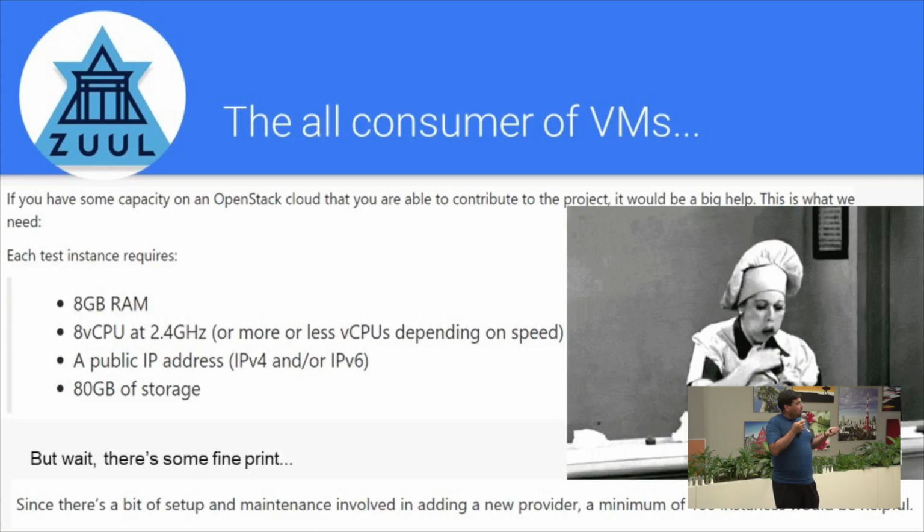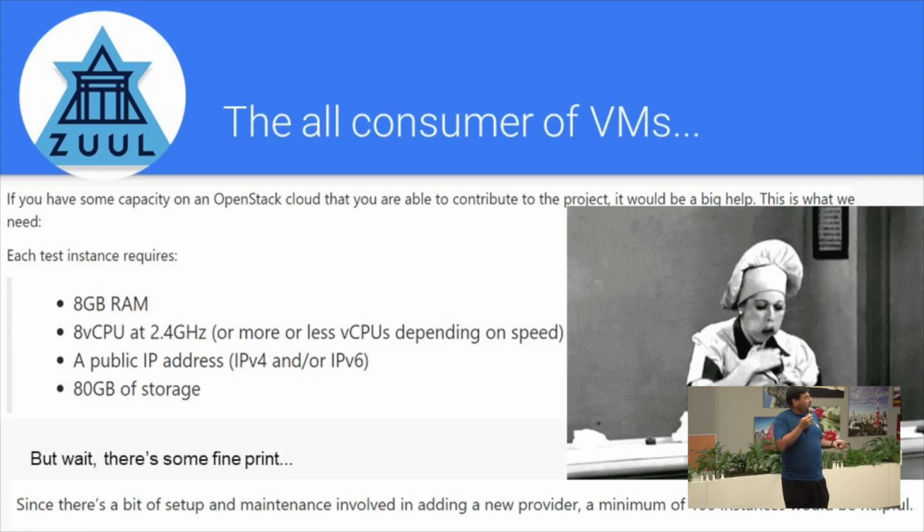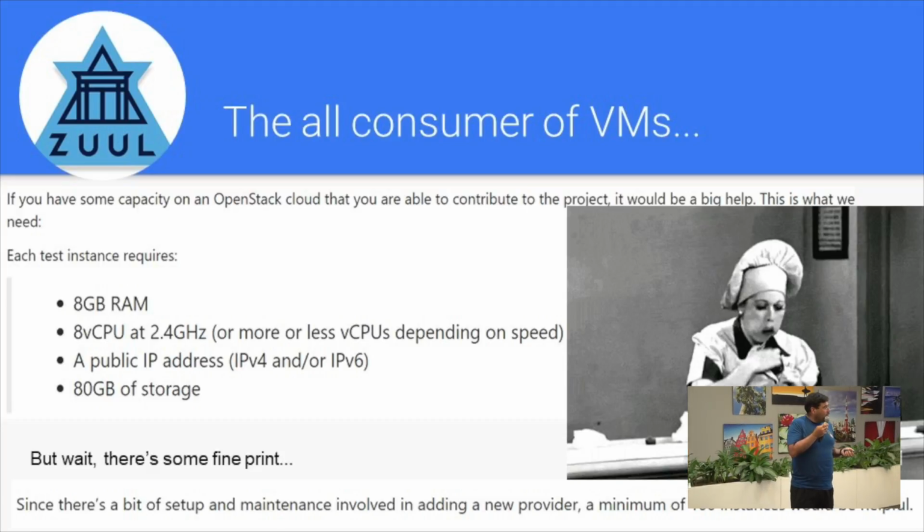They have a couple of guidelines for the virtual machine images they require: 8 gigs of memory, 8 vCPUs, a public IP address, 80 gigabytes of storage. And then there's a little bit of fine print down here where they say they want a minimum of 100 instances. So you take that, multiply it by 100. We went through, and that's about 10 physical machines that we got set up on the Packet side.